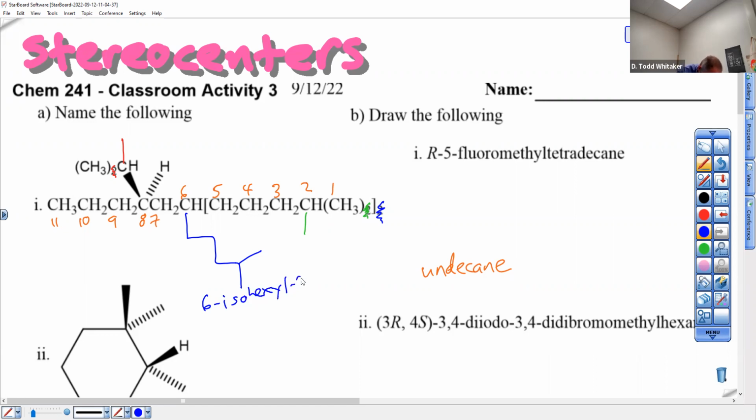8. What's the iso on 8 called? It's got 3 carbons. 1, 2, 3. Isopropyl. What's that group on 2 called? 2-methyl. We haven't even got to the big word at the top of the screen. In front of that, there's going to be either an R or an S for the stereocenter.